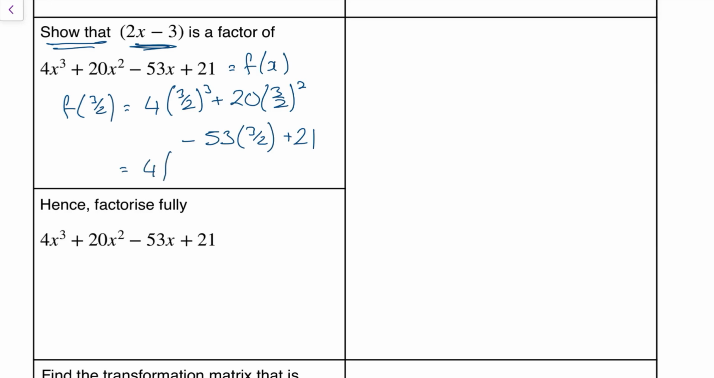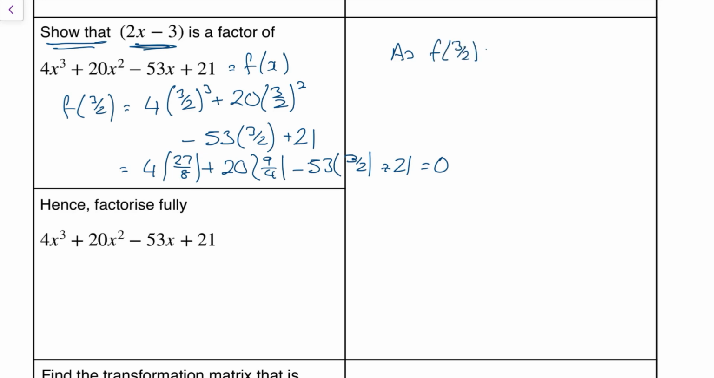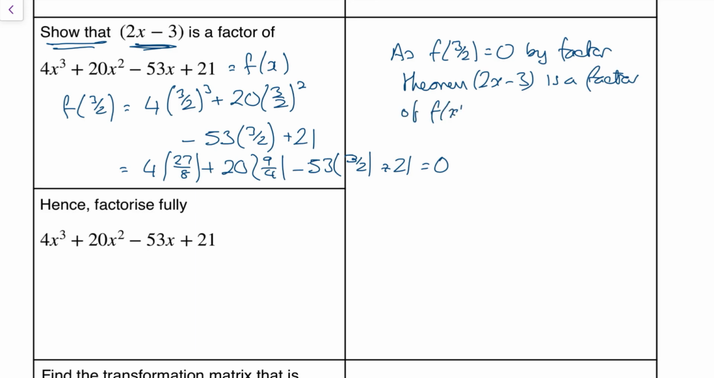So that's 4 times 3 over 2 cubed, which is 27 over 8, plus 20 times 9 over 4 minus 53 times 3 over 2 plus 21. Now I'm going to get my calculator out, check I've done it correctly, and that gives me 0, which I expected. Now I need to make sure I'm explaining the question. So I'm going to say as f of 3 over 2 equals 0 by factor theorem, 2x minus 3 is a factor of f of x. I'm answering the question with a conclusion. Question done.